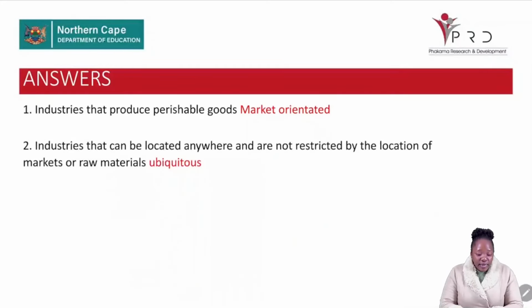Then, secondly, it's the industries that can be located anywhere, not restricted by the location of the market or the raw material. It's the ubiquitous. Remember, the ubiquitous, we say they are dealing with the network. So they can be located anywhere, and they are not restricted by location, because each and every location is supposed to have a network. And they are not dealing with any raw material.